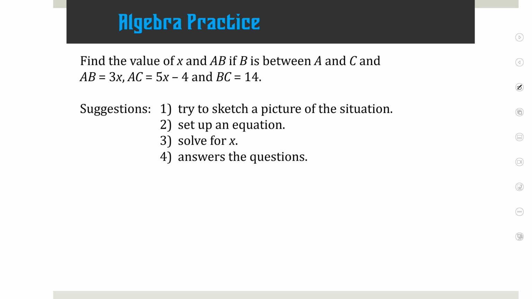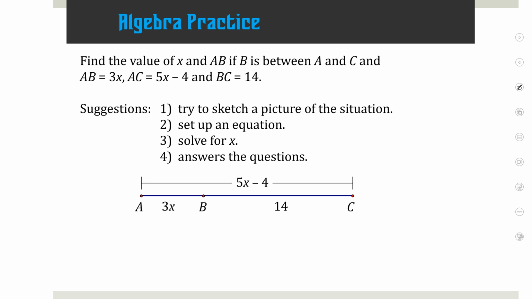And then what'd you do? I drew B in the middle. Does it have to be in the middle? No, but it's gotta be on the line segment, right? Okay, then what did you do? I put 14 in between B and C. I put 3x in between B and A. And then I put 5x minus 4 off to the side between A and C. Well done.